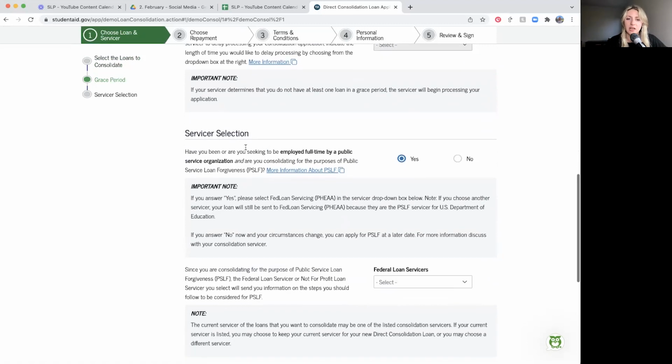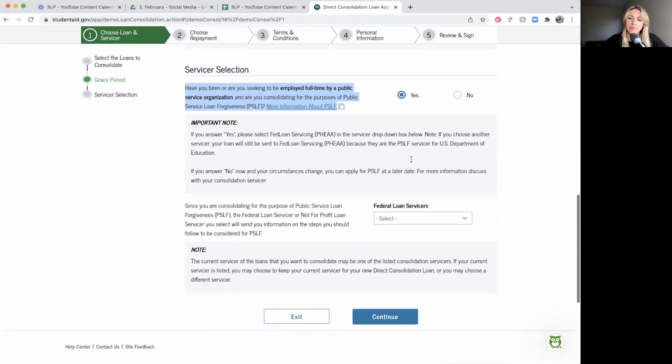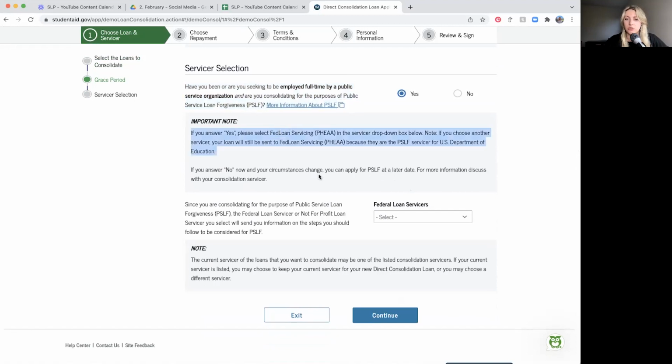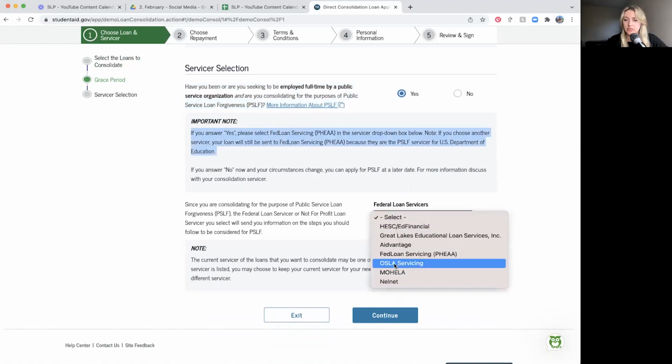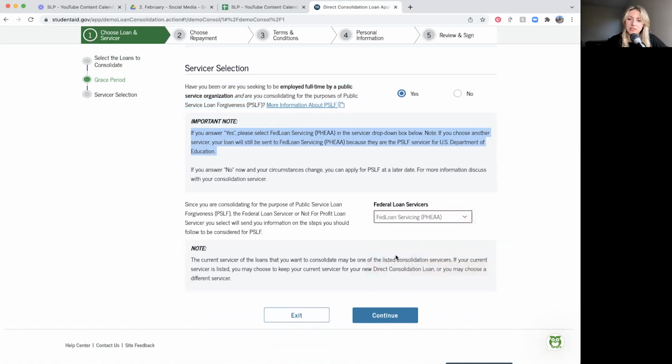Next, it's going to ask if you are seeking or if you are employed in a public service entity. You would check yes to this, of course, if you're doing the consolidation for the PSLF waiver. Then it instructs us to choose Fed loan servicing for the loan servicer. That is because Fed loan servicing is still processing this PSLF waiver information. Fed loan servicing is stepping down from loan servicing at the end of 2022, but they are still responsible for processing this PSLF waiver stuff. So go ahead and select them.